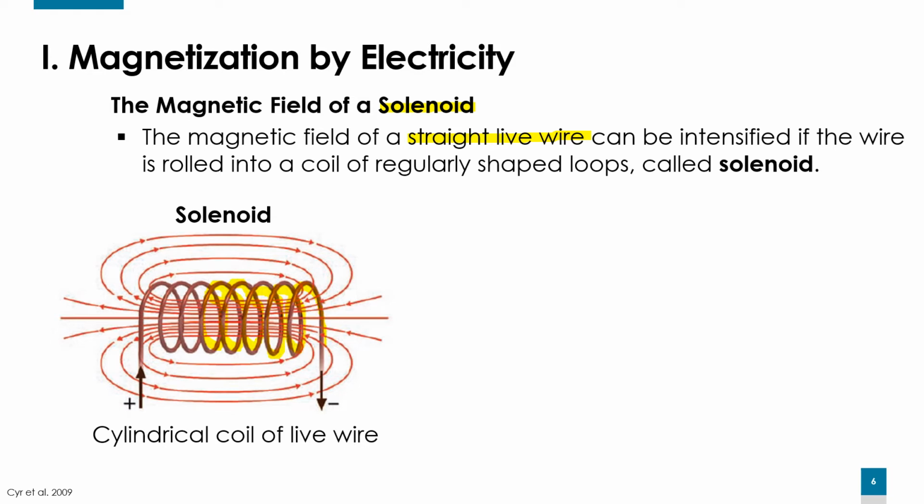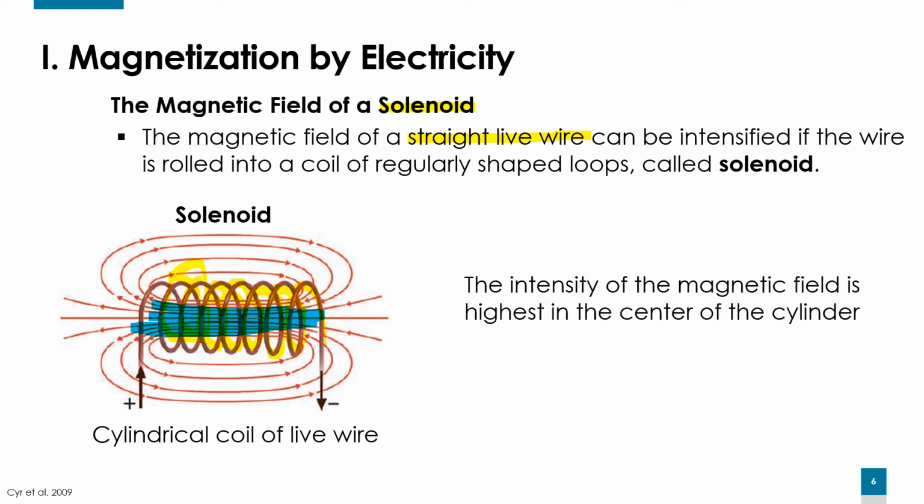Okay, so a solenoid is a cylindrical coil of live wire disposed in loops like that. And then the magnetic field here in the center is the highest. So they improve a lot the magnetic field created. The intensity of the magnetic field is highest at the center. So in the center, we have the highest magnetic field created by the solenoid.